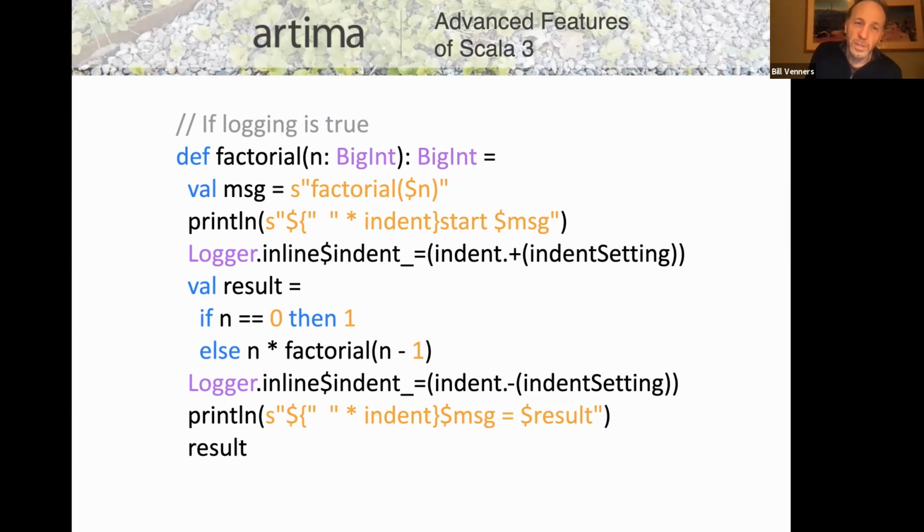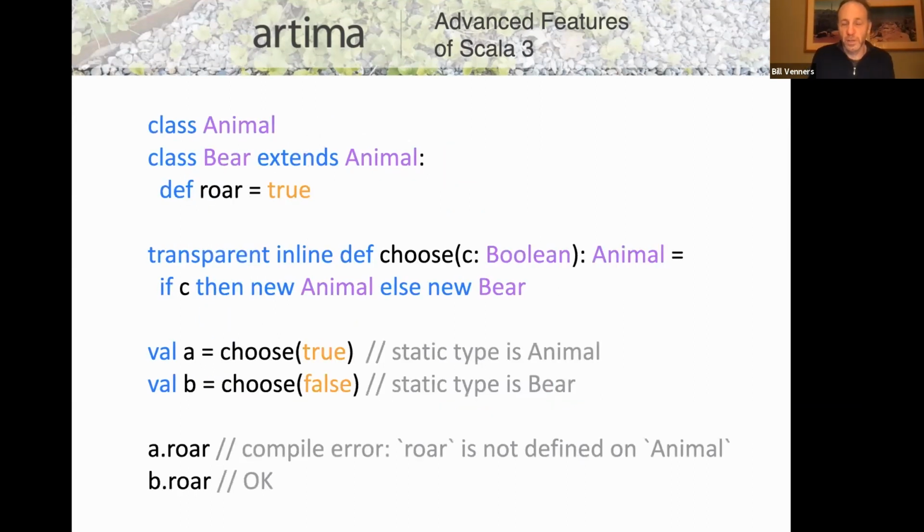It really is basically well named. It inlines. That's what it does. And then there's another feature called transparent inline, which is what happened to white box macro. Basically, what happened to macros that can compute types. That was useful, but very dangerous and very hard to understand. And we decided it was too dangerous. So this is a more disciplined way to do that.